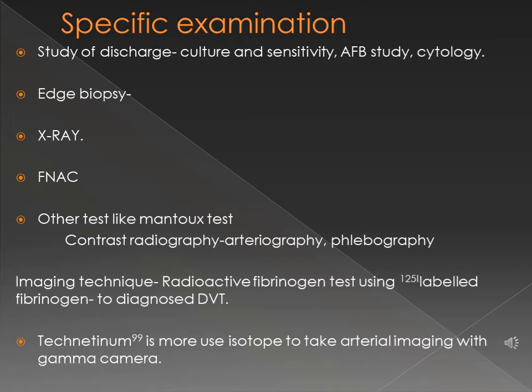Other tests like Mantoux test are used to diagnose tubercular ulcer in children and to exclude tubercular ulcer in adults. Then the next is contrast radiography or arteriography or phlebography, which helps to diagnose arterial and ischemic ulcer and DVT. Imaging technique, radioactive fibrinogen test using I-125 labeled fibrinogen, is used to diagnose DVT. Then technetium-99 is an isotope used to take arterial imaging with a gamma camera. It is used to know the blood flow of calf muscle.